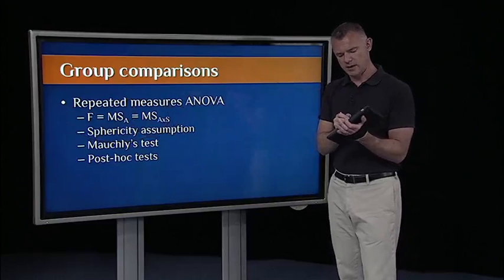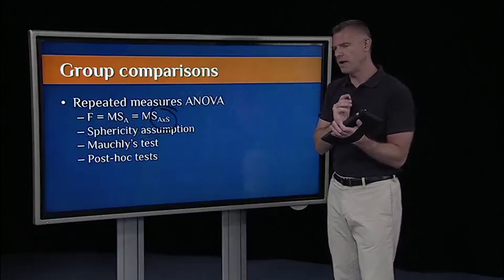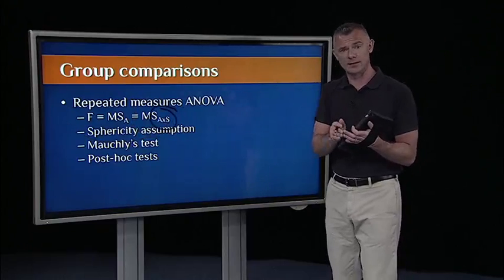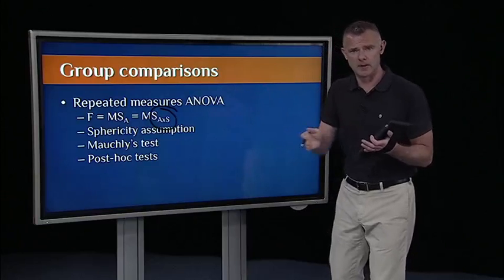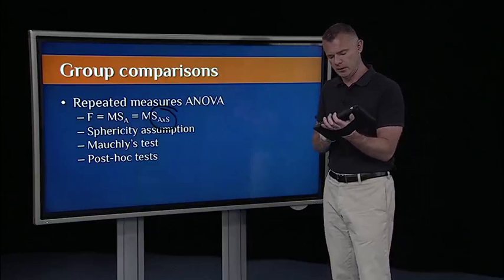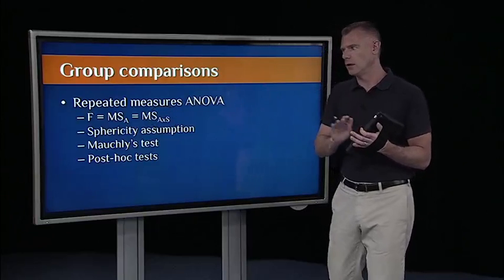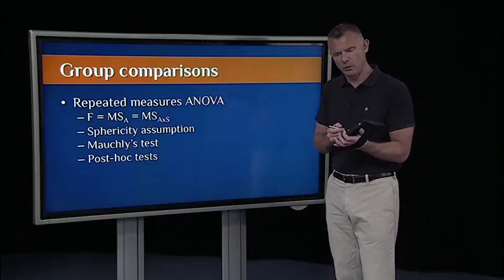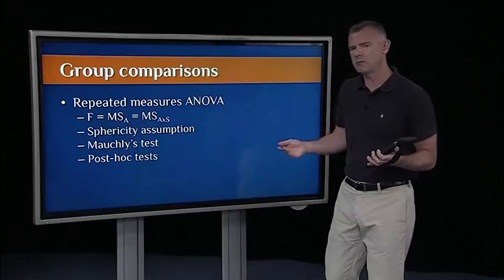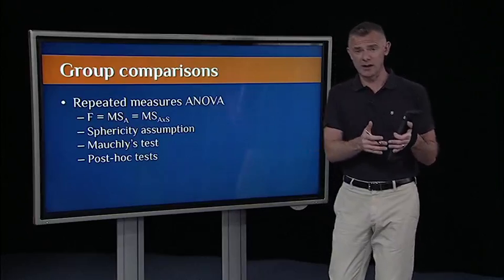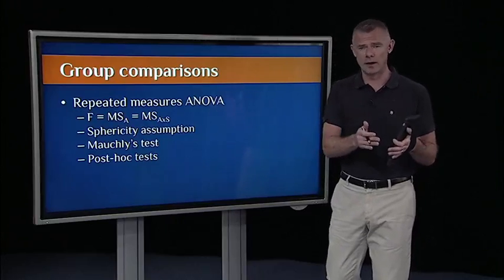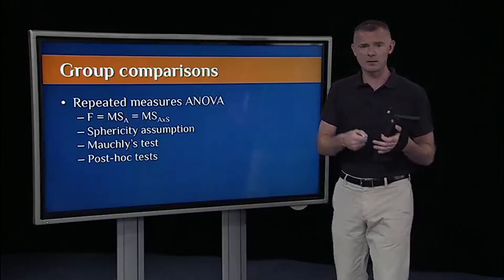So it's the interaction of A by S, or it's the inconsistent subject effect across conditions. Right? That's the concept of interaction. That's the key difference in a repeated measures ANOVA. We also had this extra assumption, the sphericity assumption, which is not just homogeneity of variance, but homogeneity of covariance. And we tested that with Mauchly's test.